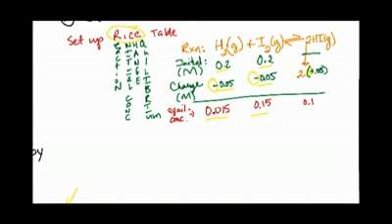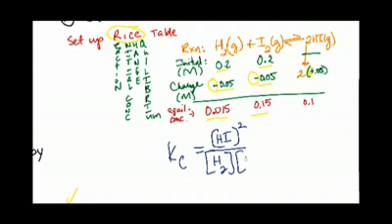I guess I never wrote a Kc for this one, so in this case the Kc would be the products over reactants, something like this. Right? And then you would plug in these values, so it would be 0.1 squared, over... actually, it should be 0.15.